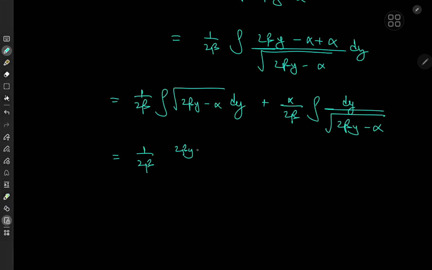So we have 2 beta y minus alpha over, rather this is raised to the 3 halves, over 3 halves multiplied by, we will need the derivative of this down here. So that's going to be a 2 beta term, and expand, yeah, that's all good. Plus alpha over 2 beta. I'll just rewrite the whole thing.